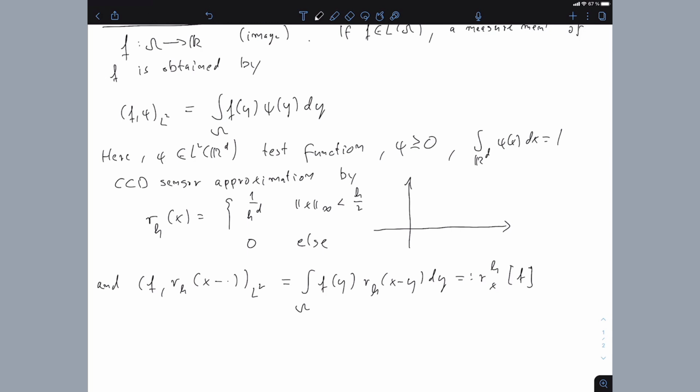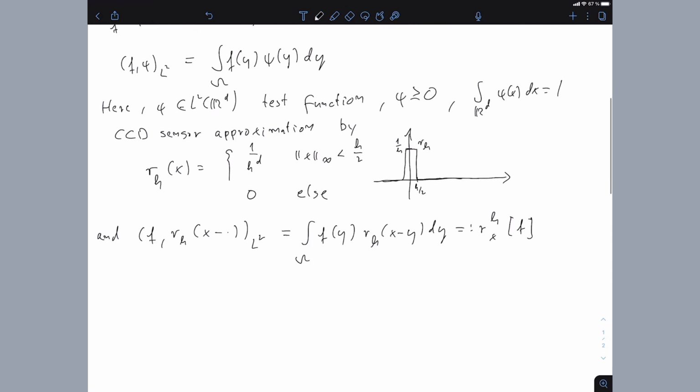So let's say this is h half. Then we have a height of 1 over h. Yeah, so this function RH is just either 0 or 1. And the height is 0 or 1 over h. And the height is in such a way that the area here is 1.